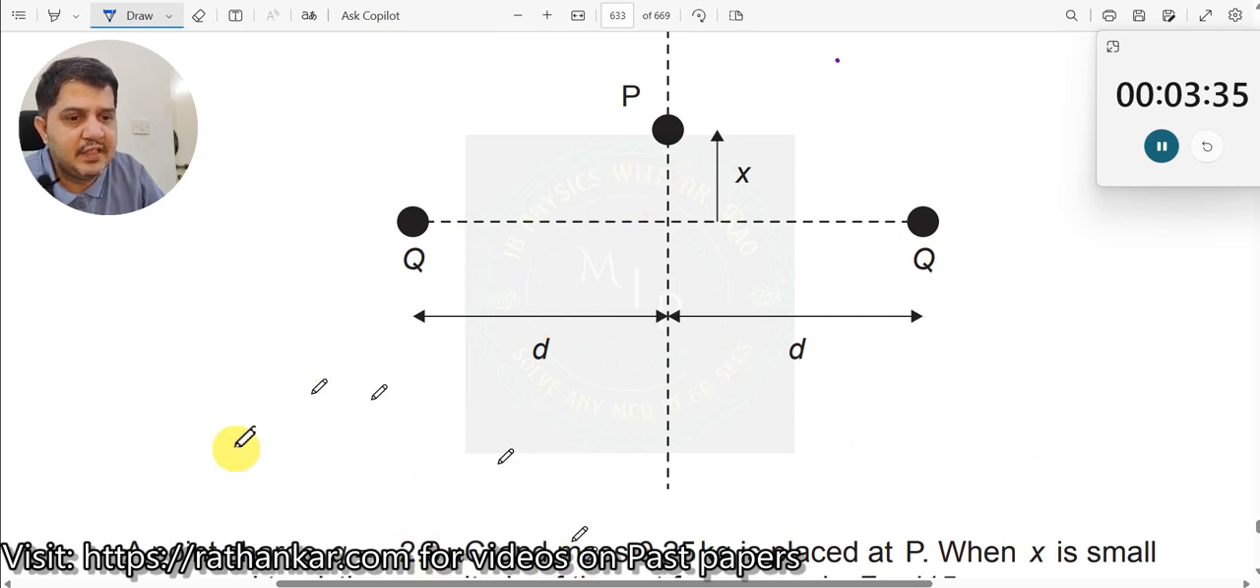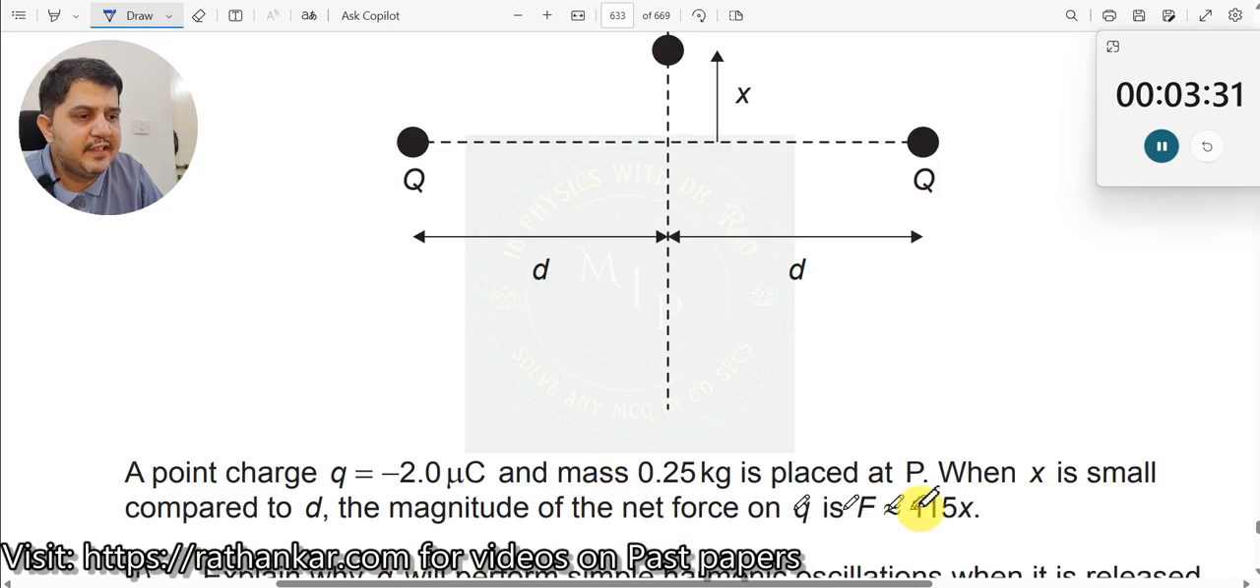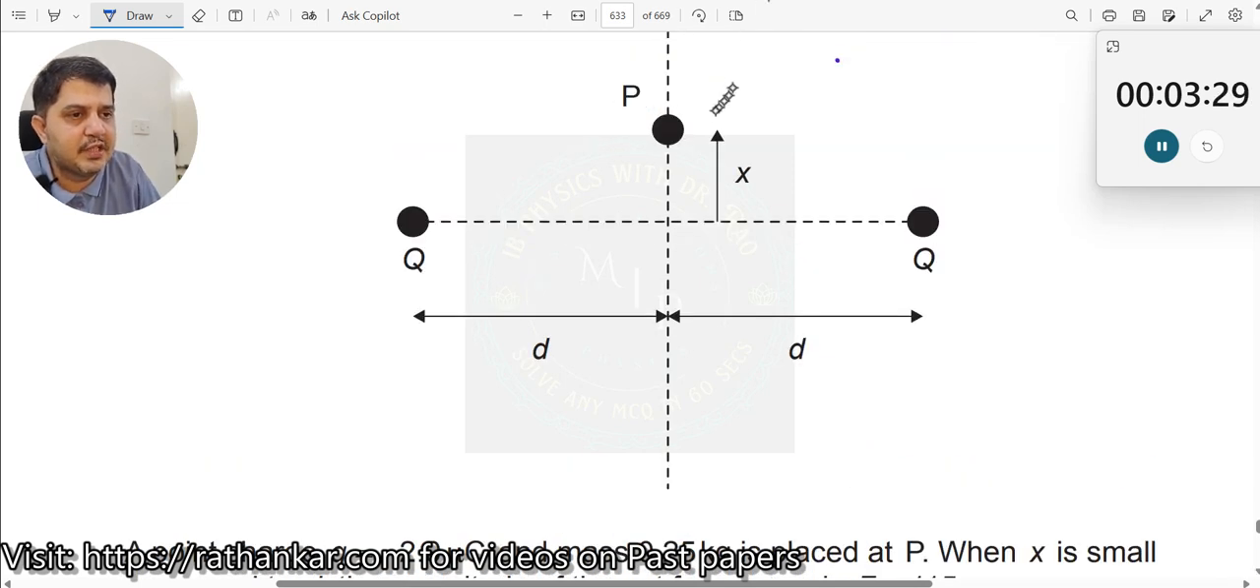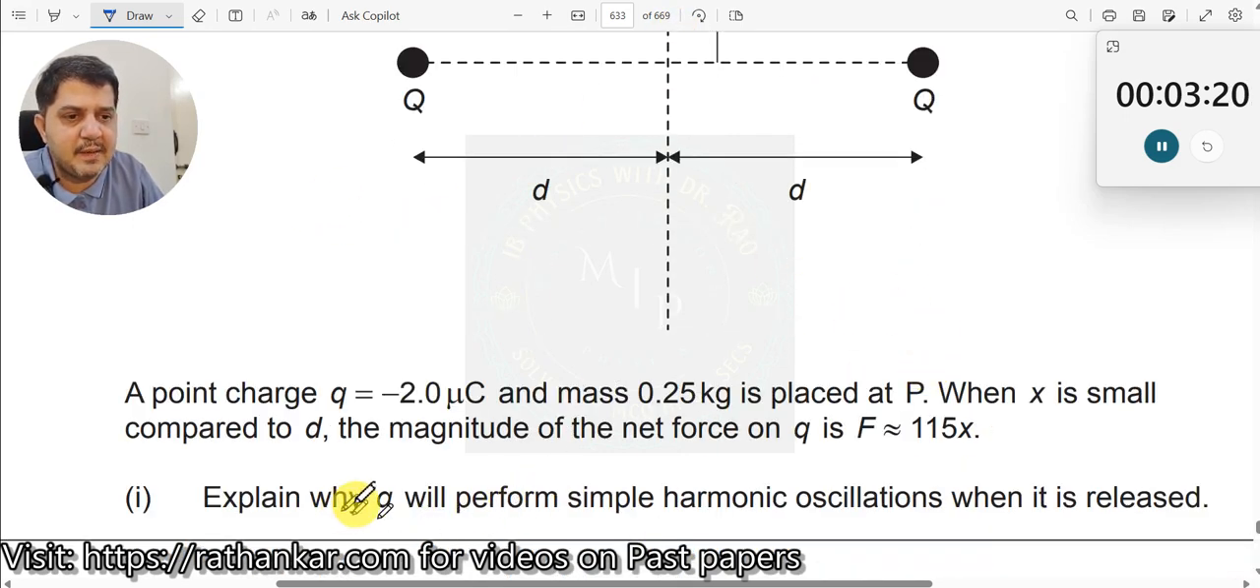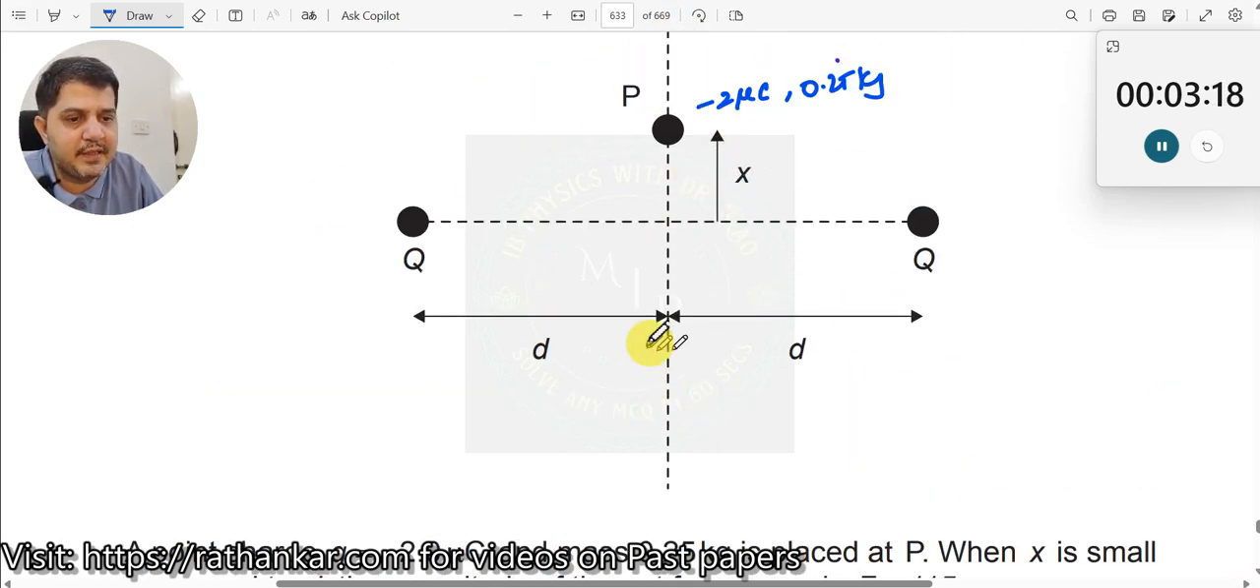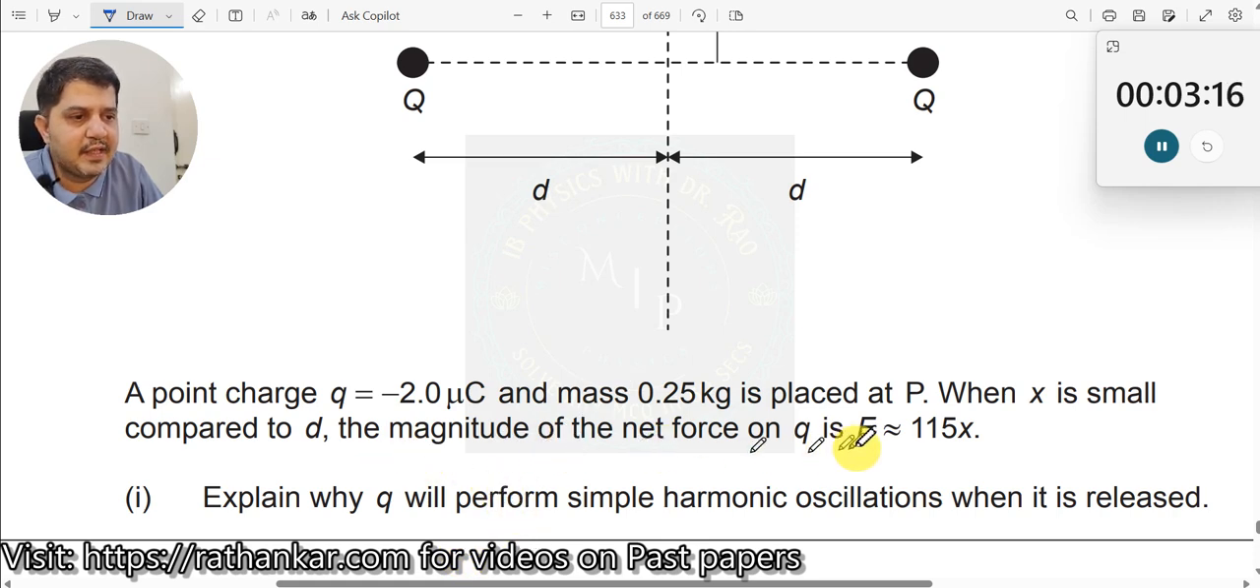X is known here. A point charge Q equal to minus 2 microcoulombs and mass 0.25 kg is placed at P. So I am going to put minus 2 microcoulomb here, and the mass of this is 0.25 kg. Then when x is small compared to d, the magnitude of the net force is given by F equal to 115x. If it was just 115, it would be a constant force. It's proportional to x. What do you mean by F proportional to x?